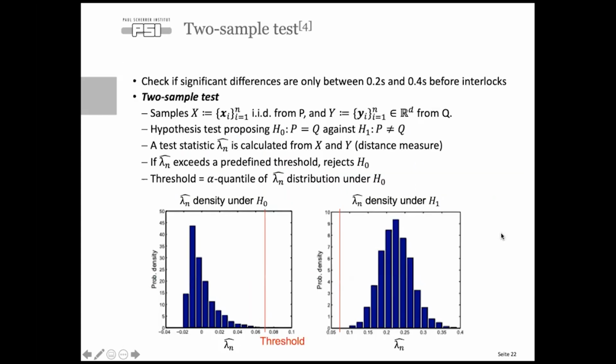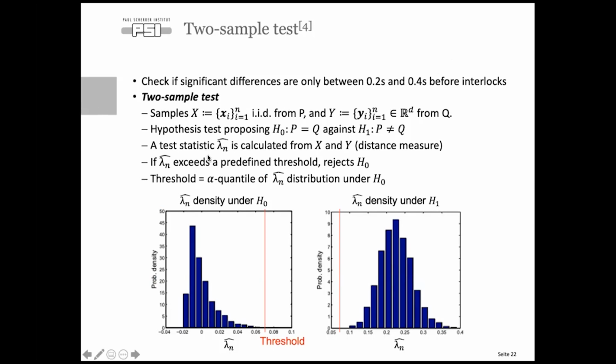And now we are trying to actually look into the difference between 0.2 seconds and 0.4 seconds before the interlock. Since we have observed that the Lasso model performs so well, we really want to see if there are statistically significant differences between 0.2 seconds versus 0.4 seconds before interlocks. And this is why we try to use a method called the two-sample test from statistics.